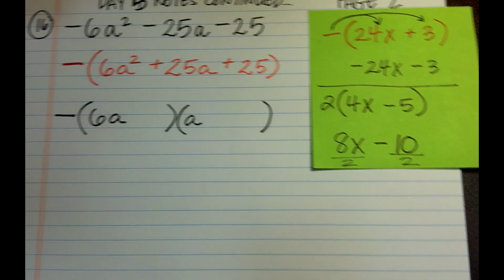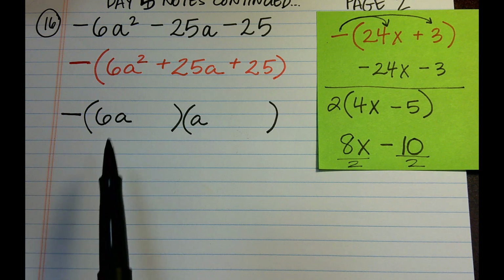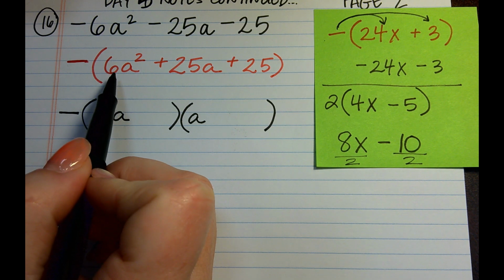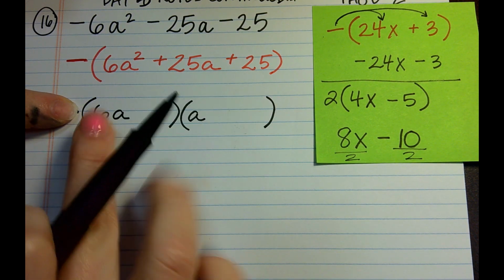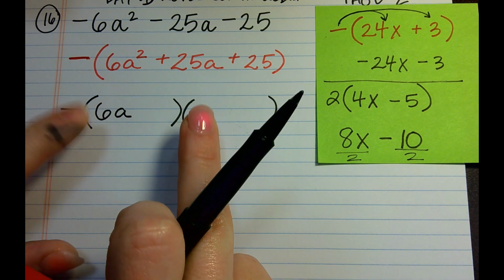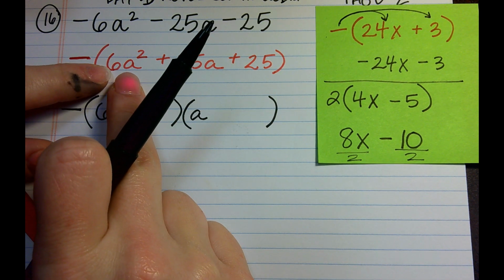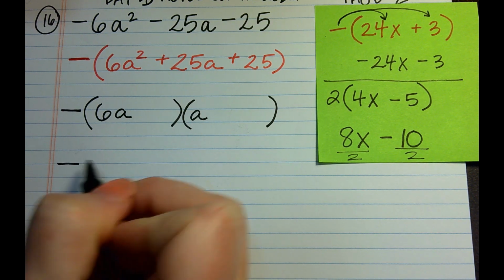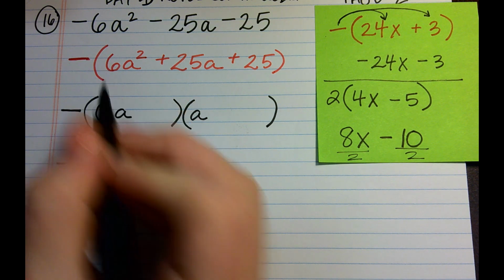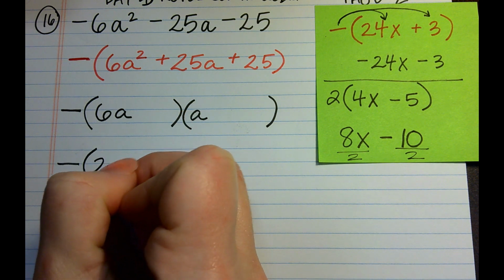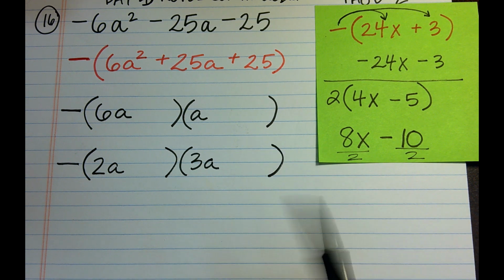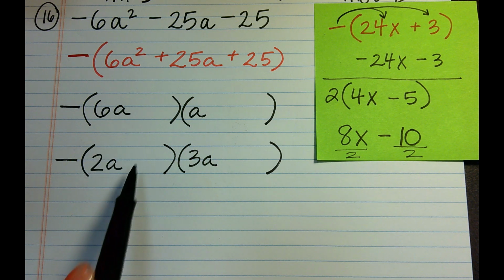Is there any other idea or option that we could try if 6A and A don't work? 3 and 2. Because remember, the first two terms of each set of parentheses need to multiply to 6A squared. So 6A times A makes 6A squared. But the other option would be 6 is equal to 2 times 3. So we could try 2A and 3A. So these are two different options.